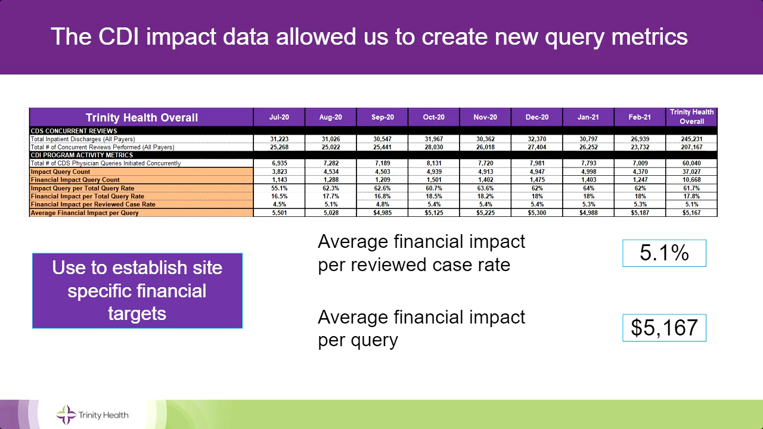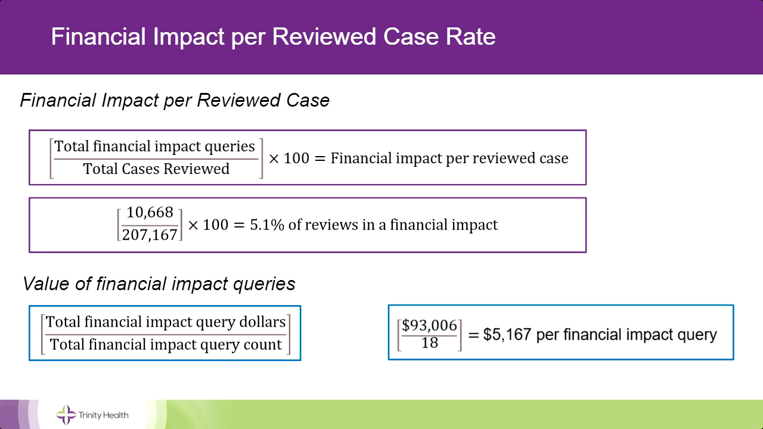So Richard essentially took out the high-end outliers because we had some sites that had an average financial impact per reviewed case rate of 15%, some were as low as 1%. So we threw out the high and low outliers and then really looked at the average to come up with the 5.1%. And then our average financial impact per query is $5,167. And then we'll talk about what the math was to get at some of this information.